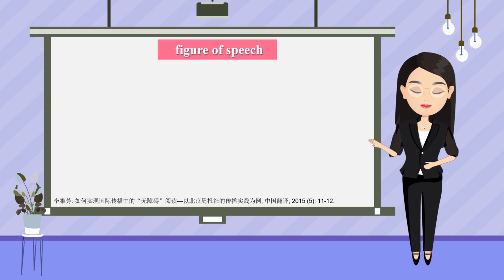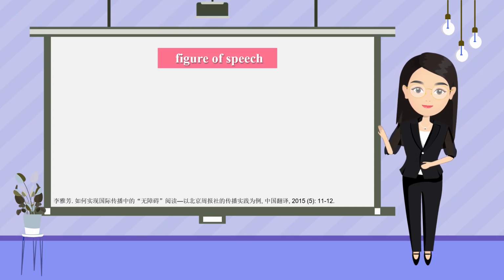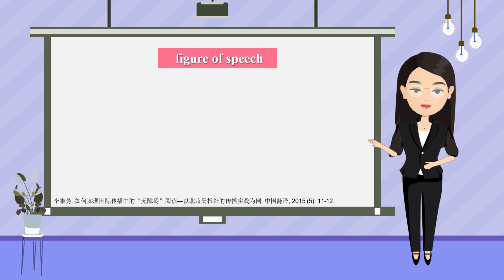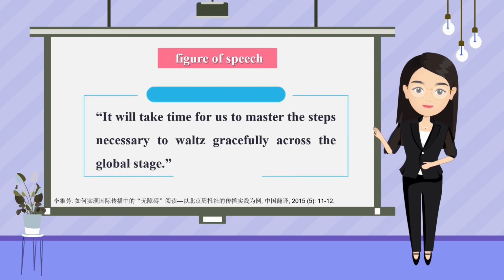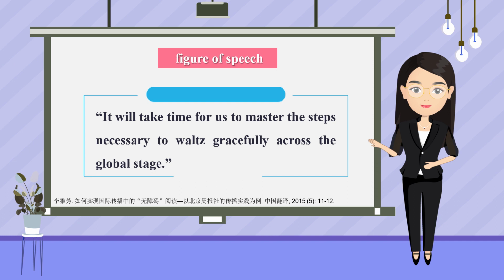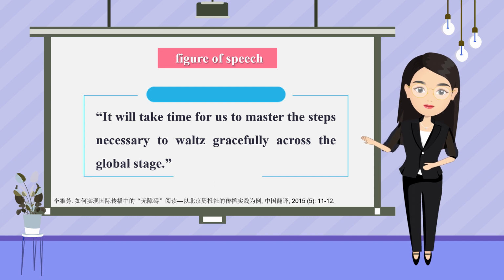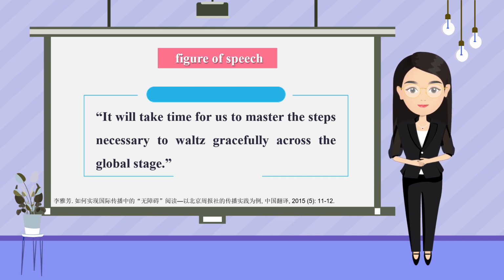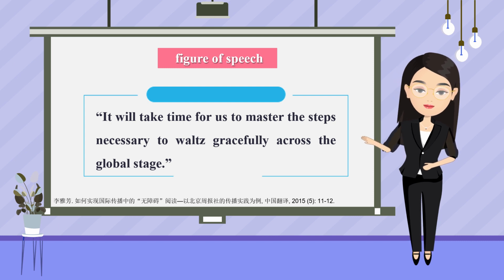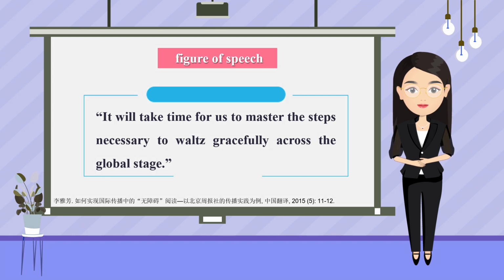So, to make English speakers understand this figure of speech, this sentence was translated as, It will take time for us to master the steps necessary to waltz gracefully across the global stage. What do you think of this translation? Please leave your comments in the discussion board.